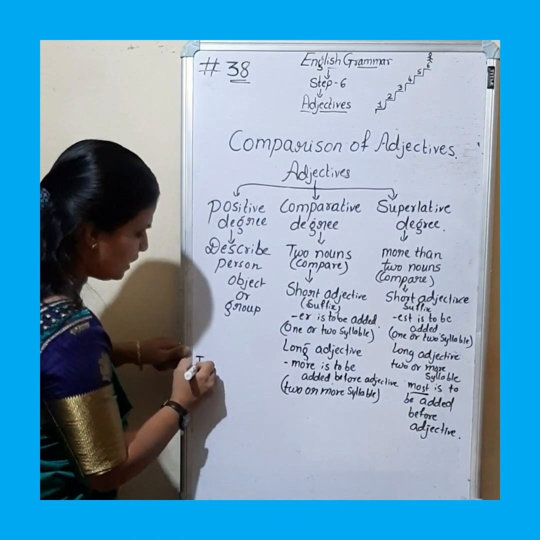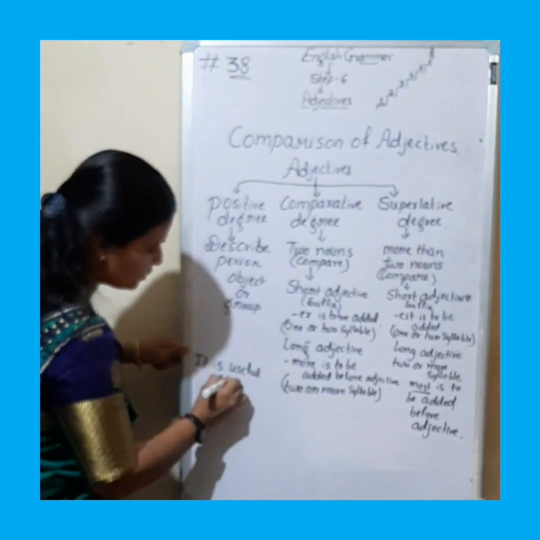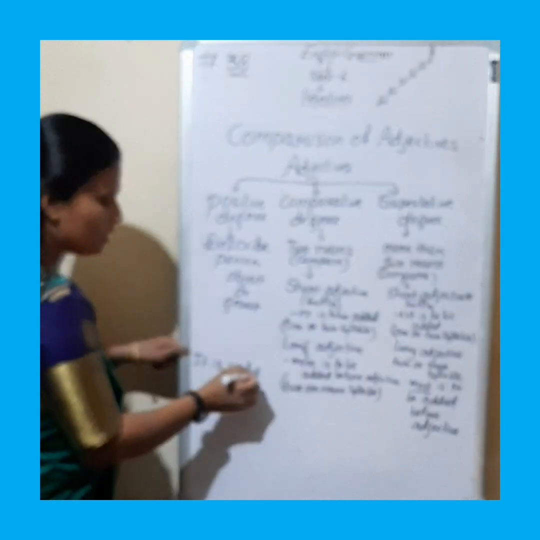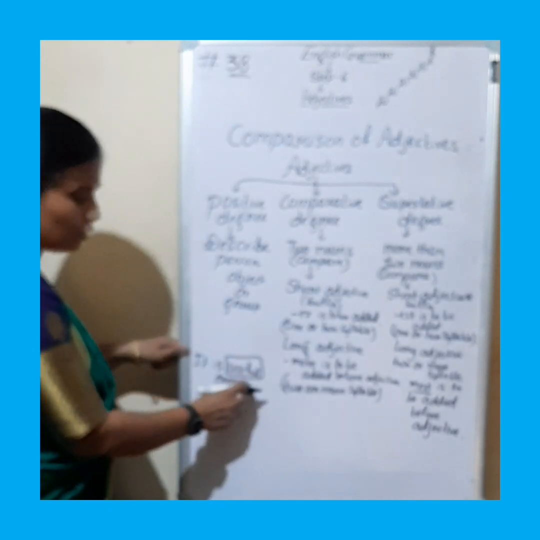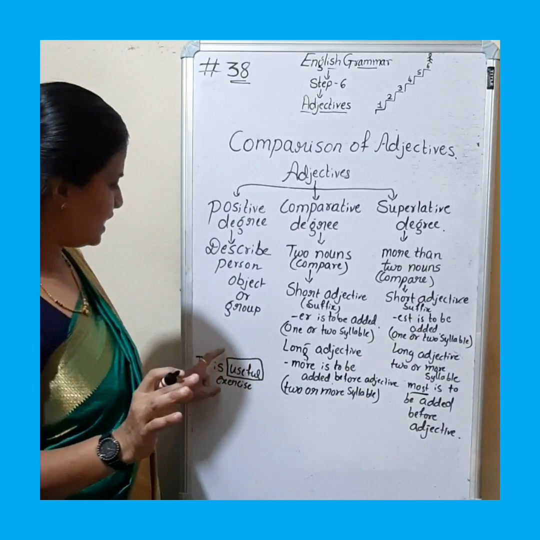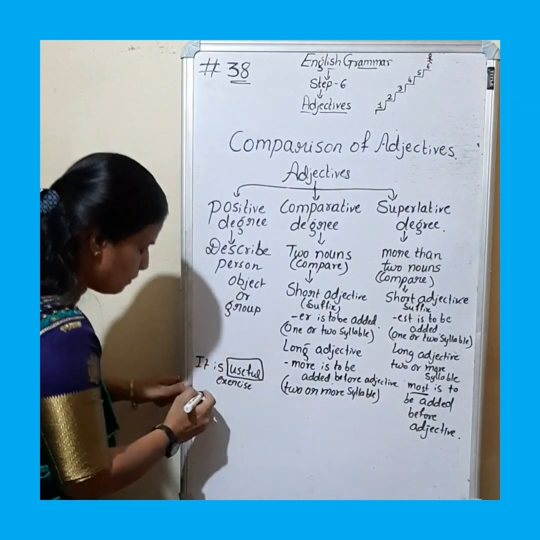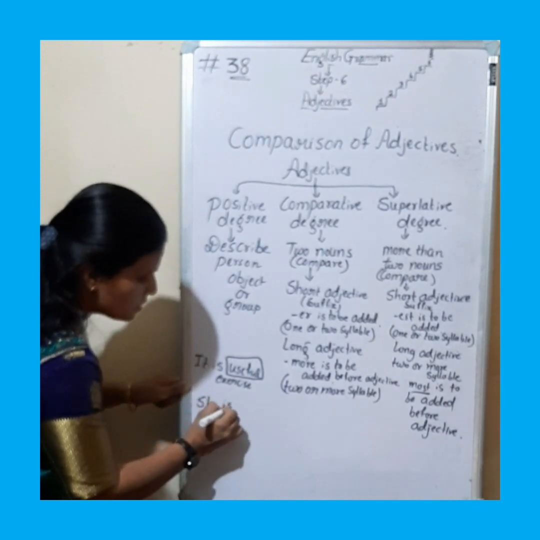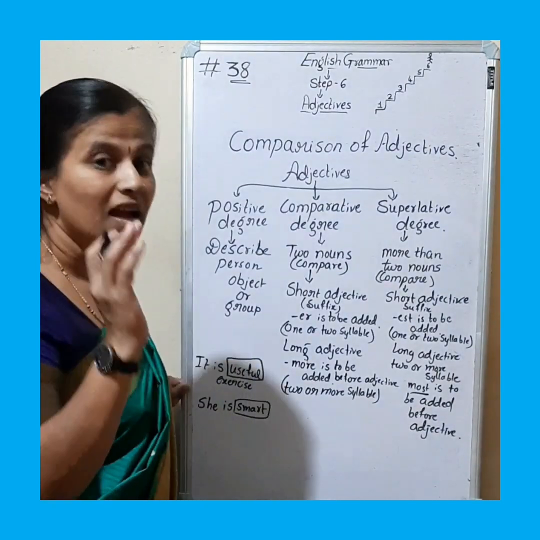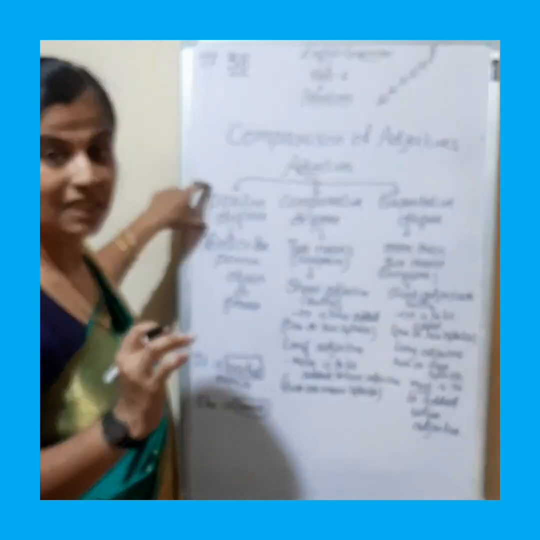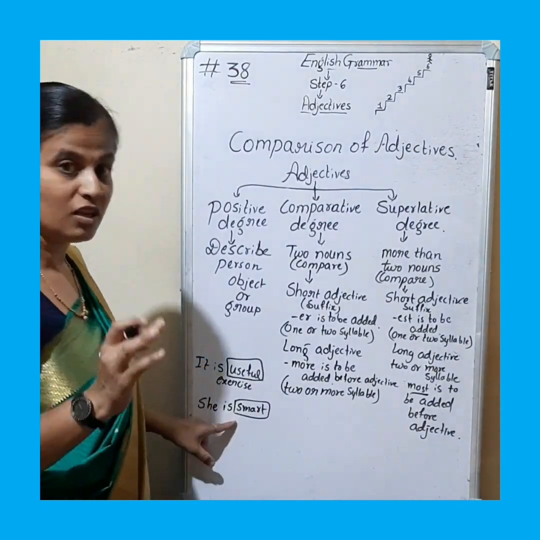Let us have an example now. For example, it is a useful exercise. Here you can see useful is an adjective. It is describing this exercise. So this is a positive degree of comparison. Now another example: she is smart. This smart is again an adjective, positive degree of comparison.